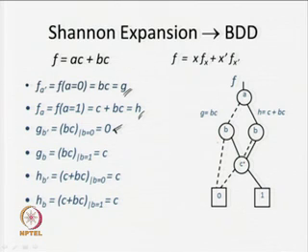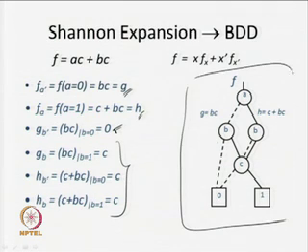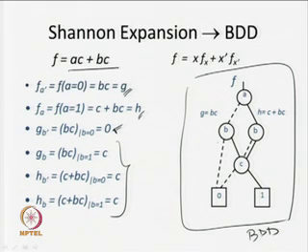Now, we have these three functions, and one is already a constant. You will see that these sub functions depend on C. If C is equal to 0, the functional value is 0; C is equal to 1, the functional value is 1. So, from C I have a dashed line which goes to 0, and a solid line which points towards the terminal node 1. So, eventually I am getting this BDD. This is the BDD of the given function AC plus BC.